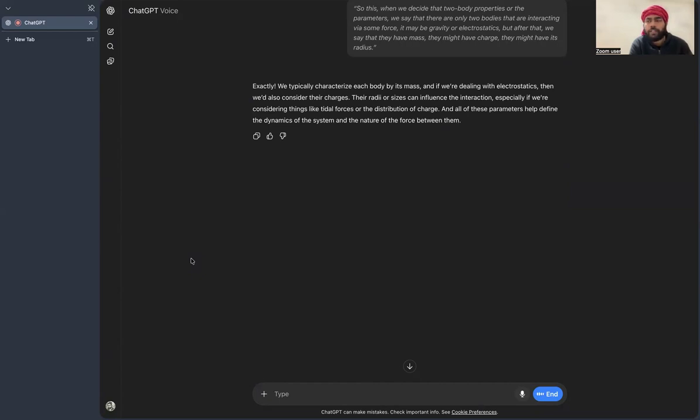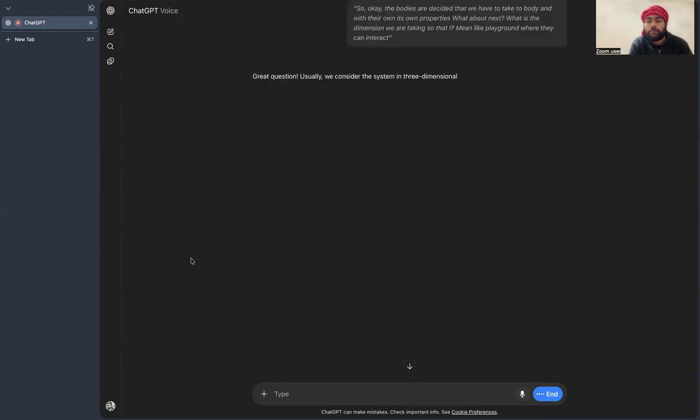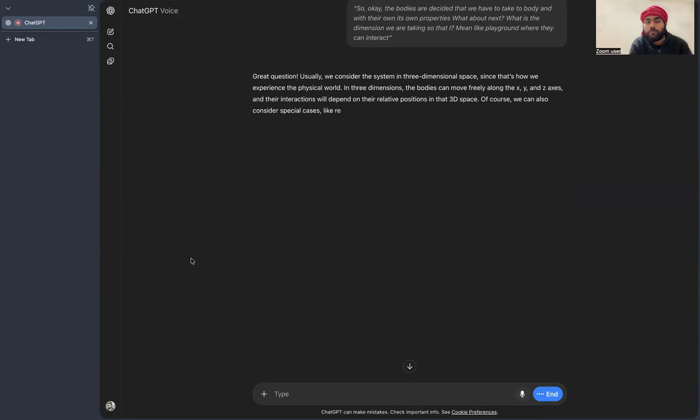What is the dimension we are taking, I mean like the playground where they can interact? Great question. Usually we consider the system in three-dimensional space, since that's how we experience the physical world. In three dimensions, the bodies can move freely along the X, Y, and Z axes, and their interactions will depend on their relative positions in that 3D space. Of course, we can also consider special cases like reducing it to a two-dimensional plane if the movement is constrained, but generally, three dimensions give the most complete picture of their interaction.